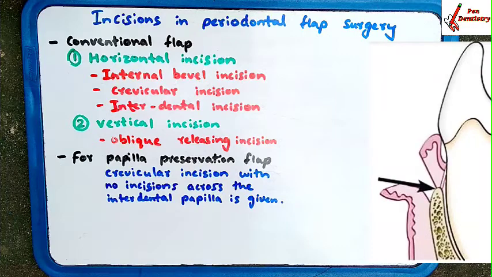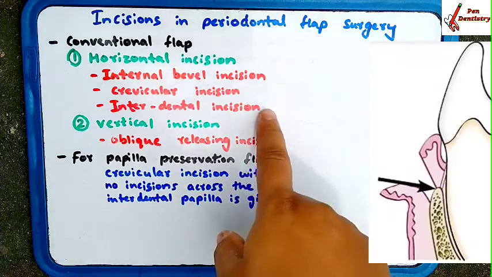Interdental incision. This incision is given after the crevicular incision with the periosteal elevators, and it is used to separate the wedge-shaped tissue from the flap, from the bone. This is to separate the flap from the bone. This gives accessibility to the periodontal surgeon, and this is the third incision, that is the interdental incision.